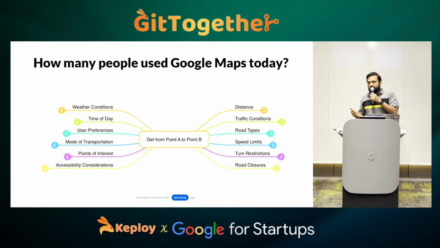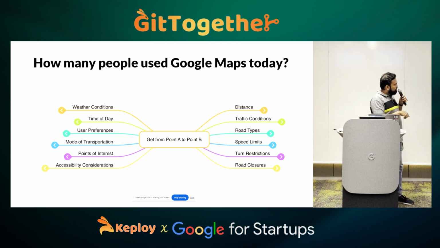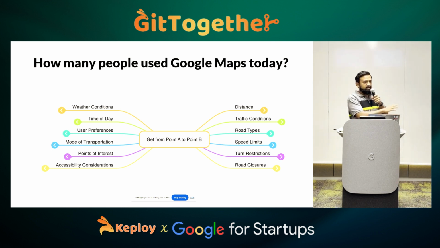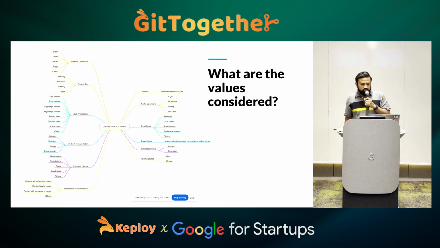So when you are doing that point A to point B and doing the get directions, right? There are a lot of things which go behind the scene. And these are just the categories of the things that might go into the algorithm. These are the actual high-level values of those parameters, okay? There may be a lot of these things which will be there.